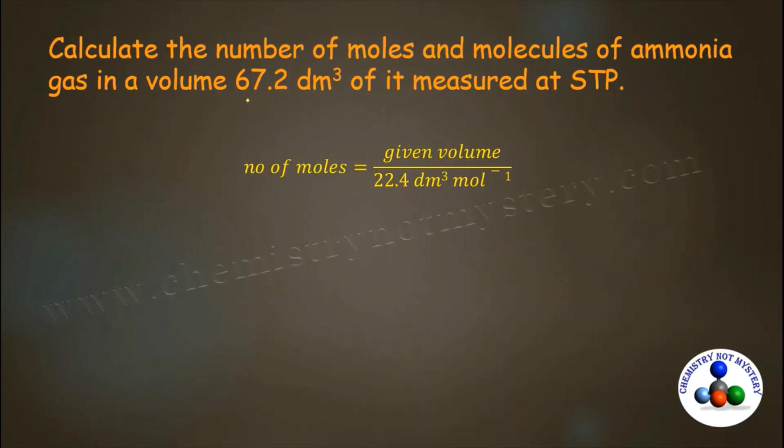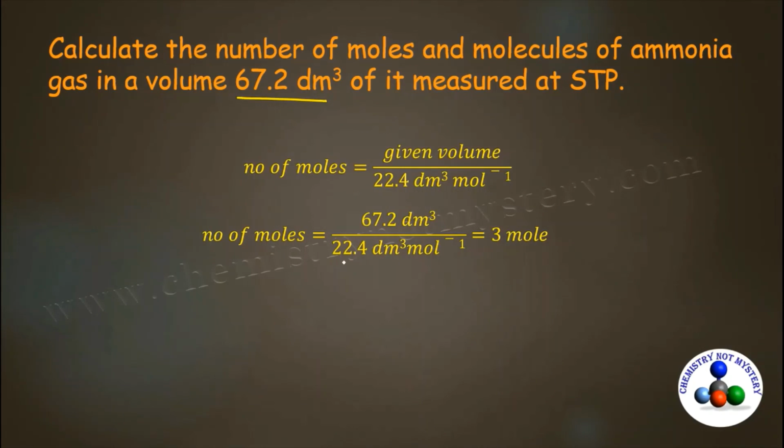Given volume is 67.2 dm³. Now place the values in the formula. So here you will get 67.2 dm³ divided by 22.4 dm³ per mole. When you solve it, dm³ will get cancelled out with dm³, and on solving you will get 3 moles. So here we have calculated the number of moles.